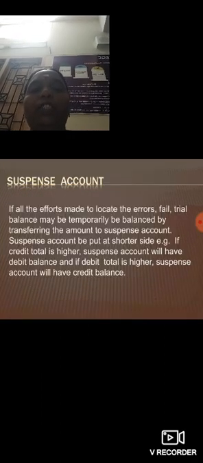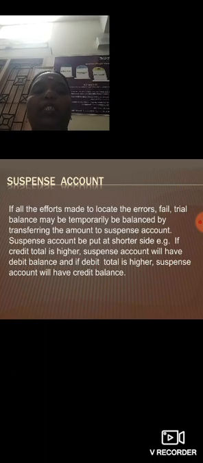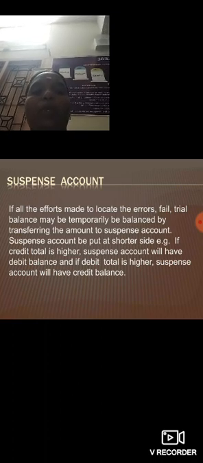If the difference is there, we usually prepare a suspense account with the difference amount. If the difference is on the debit side, the suspense account amount will be posted in the debit column to equalize the debit and credit.